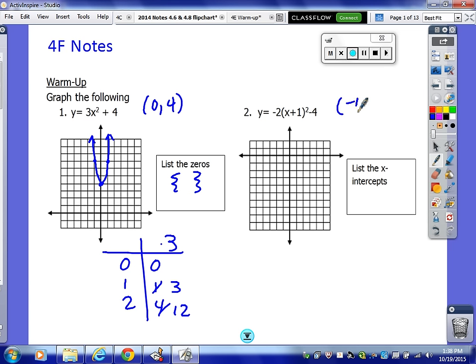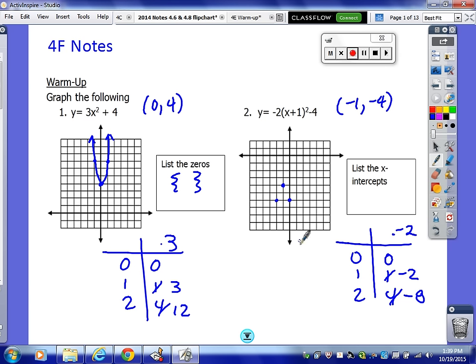My vertex is (-1, -4). So negative 1, negative 4. This time my a is negative 2, so I'm going to multiply by negative 2. So I get negative 2, negative 8. So for my vertex, I'm going to go right 1 down 2 and reflect it. And over 2 down 8 won't fit.